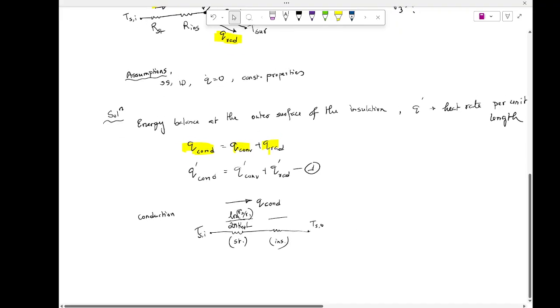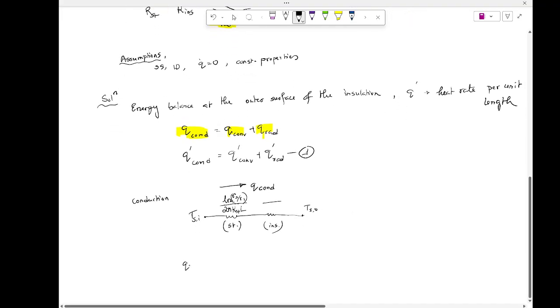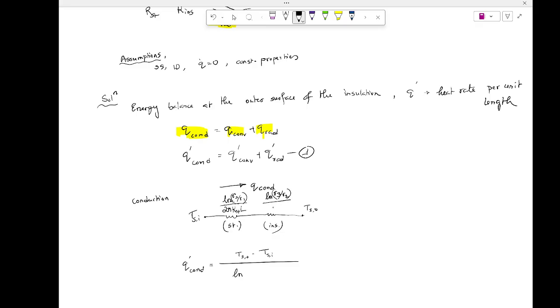Okay, so let me write the Q conduction equation. So Q conduction equals T_s,o minus T_s,i divided by ln of R3 over R2 over 2 pi... Everybody please focus. Okay, all right, so ln of R2 over R1, and start taking the notes. So many things to do.